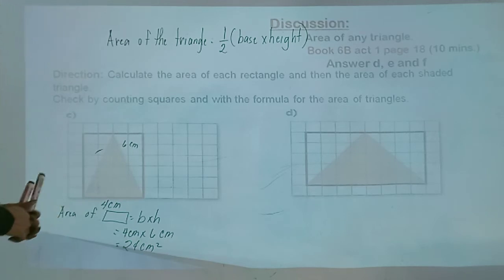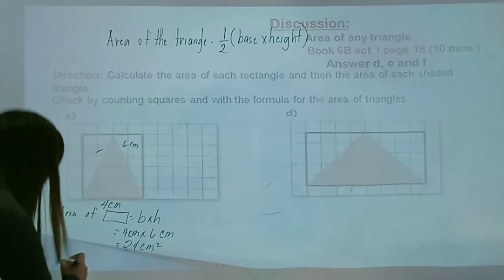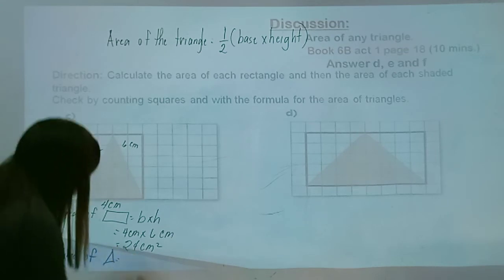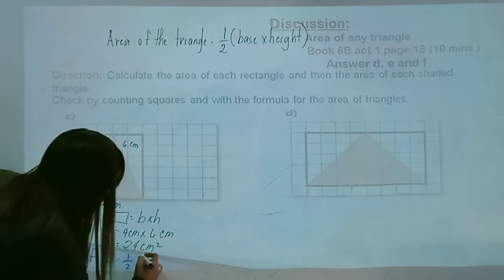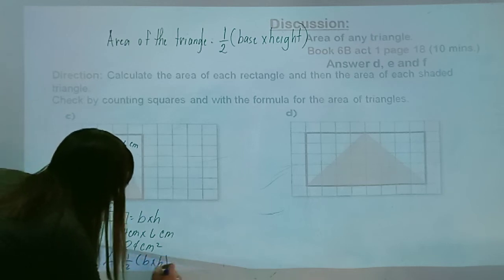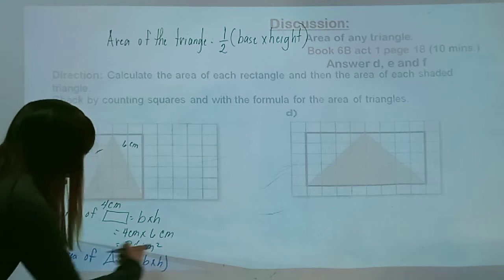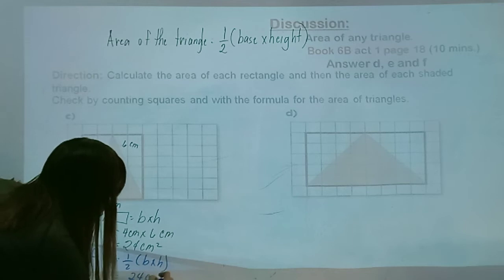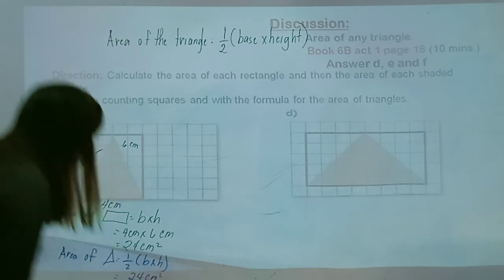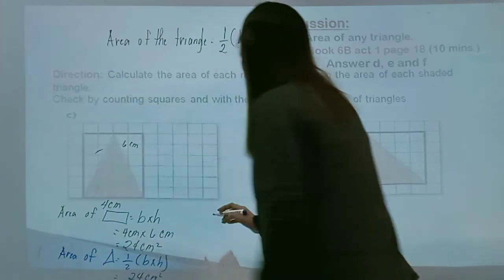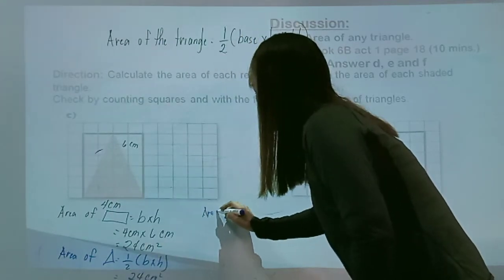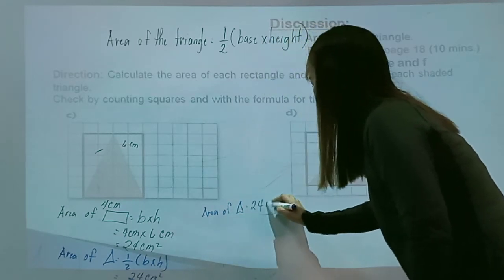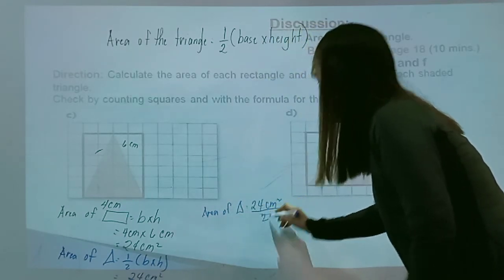Okay, now let us find the area of the triangle. The area of a triangle is 1/2 times the base times the height. The base times the height is 24, so we have 24 centimeter squared divided by 2. So the area of the triangle is equal to 24 centimeter squared divided by 2.